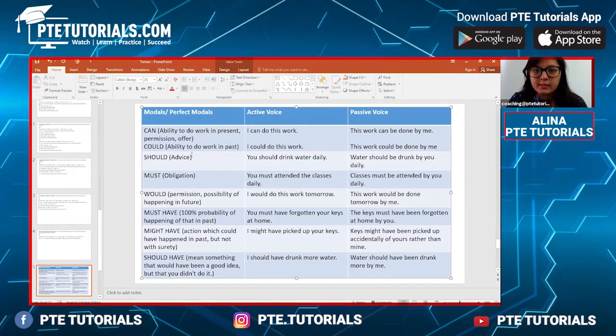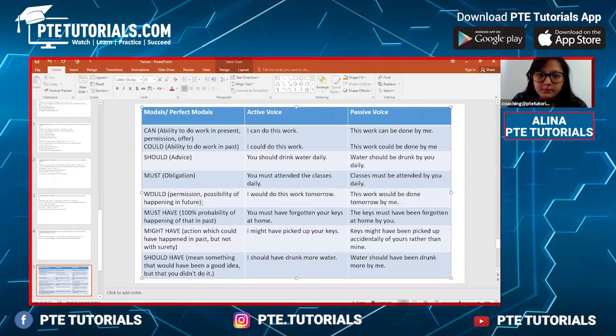Should is used for advice. You should drink water daily. This is advice. You can follow it or you cannot follow it. So advice usually has a 50% probability of being followed. But when I say must, you must drink water daily, I'm saying that with 100% surety, or you can say 100% order. So must is used for obligation or order. You must attend the classes daily. This is advice with absolute surety, plus it is an order as well. Should means you should do or you should not do. It's advice. Would is used for permission.